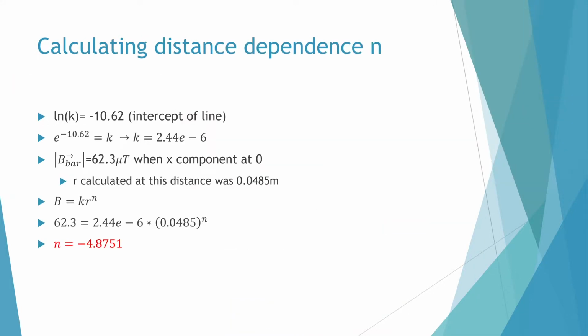To calculate the distance dependence, we knew that the natural log of k was going to be equal to the intercept of the line, so we used this to calculate k. The magnitude of the magnetic field was 6.2 micro Tesla when the x component was 0, and that distance was 0.0485 meters. We put all of those together and calculated n, which is negative 4.875.